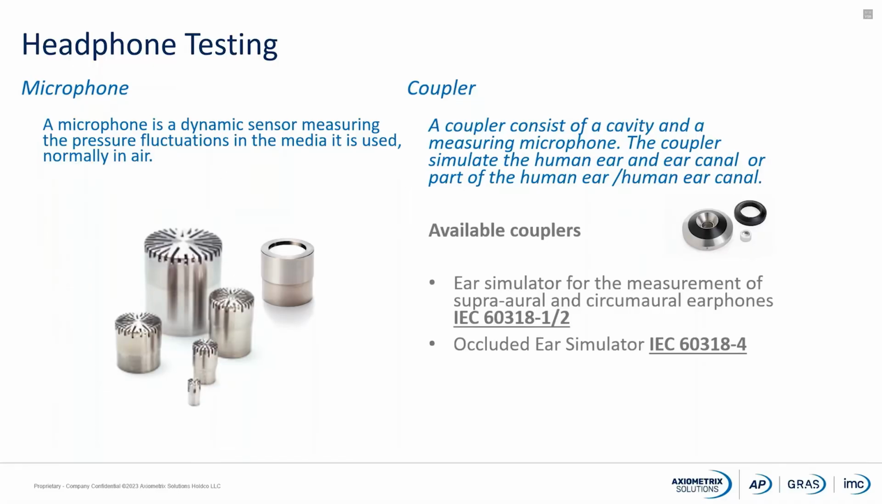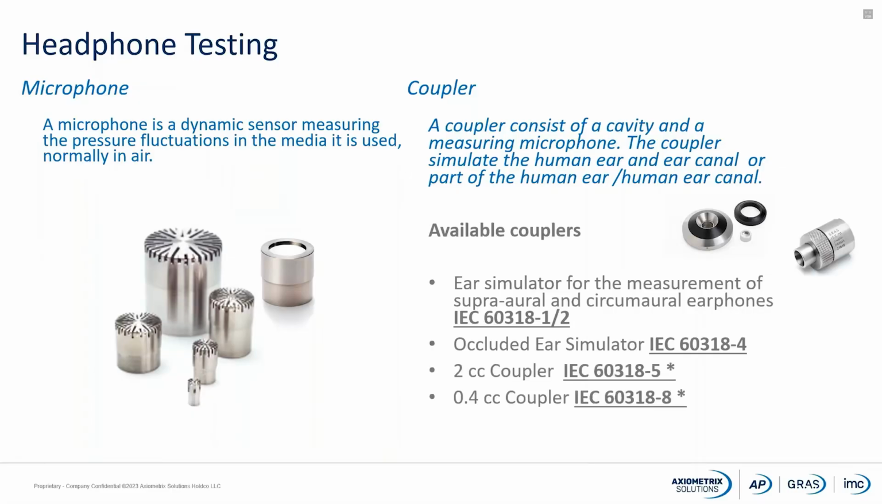So therefore, this ear simulator is actually very good for testing all types of headphones: on the ear, over the ear, earbuds, and in the ear headphones. When we are talking about in-ear headphones, we know that we need an ear canal for testing these. For doing production tests of these, we could actually use a coupler.